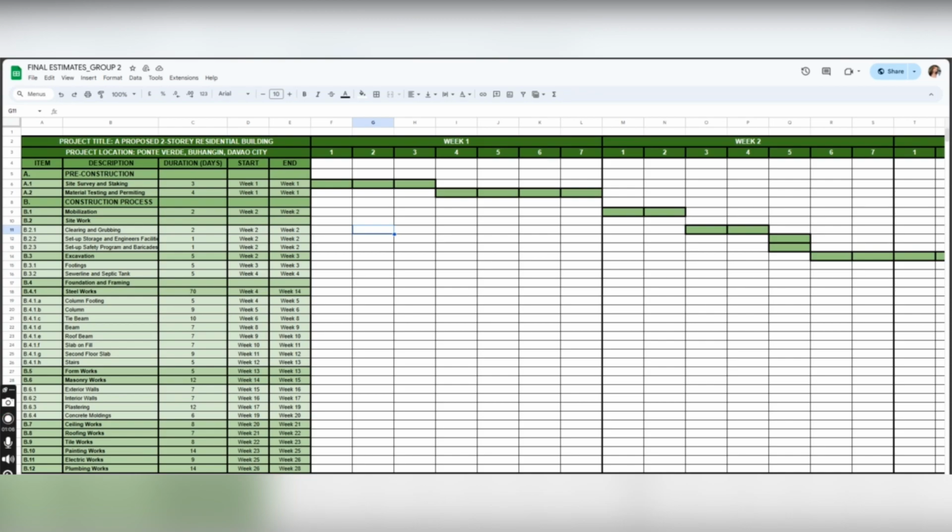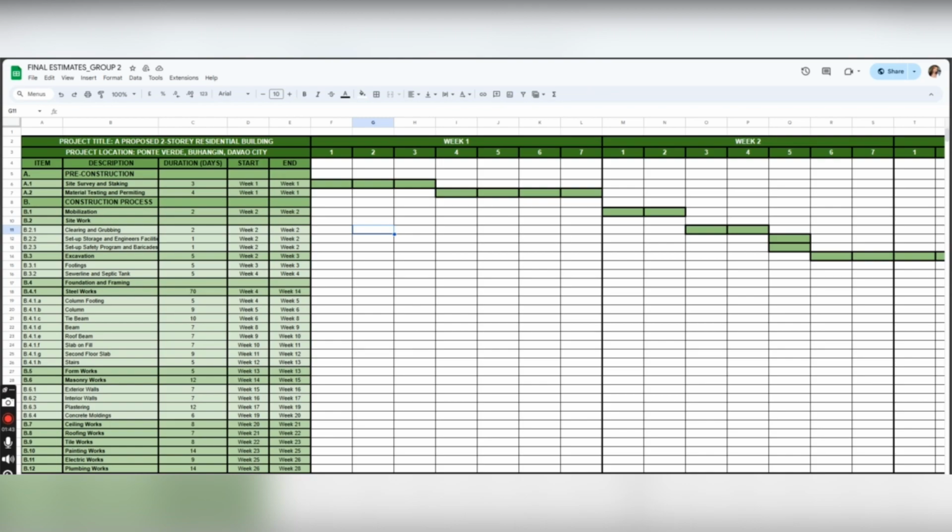Number one is to define the project scope. So we have to understand the full scope of the project, including all deliverables, milestones, and objectives. And also, we have to gather detailed requirements from stakeholders to ensure all aspects of the project are covered. Number two is to break down the work. So we have to divide the project into manageable phases and tasks, such as site preparation, foundation work, structural work, and the finishing work.